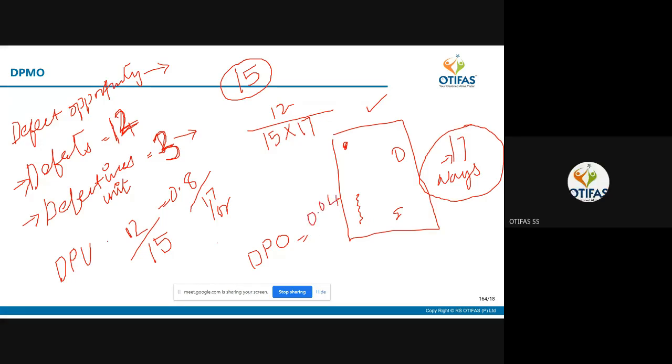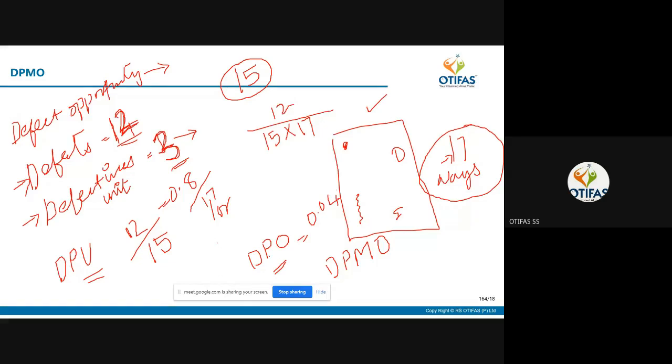0.04. Now you understood what is DPU, what is DPO, what are defects, what are defective units. Now, what is DPMO then? We have been hearing that Six Sigma means 3.4 DPMO. What is DPMO then? It is defects per million opportunities.